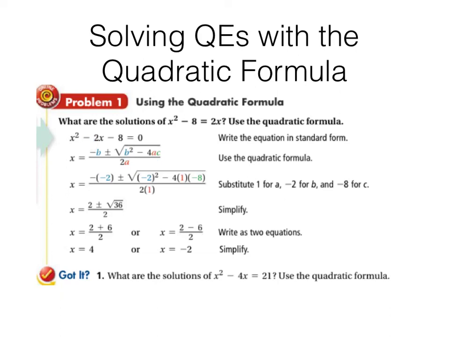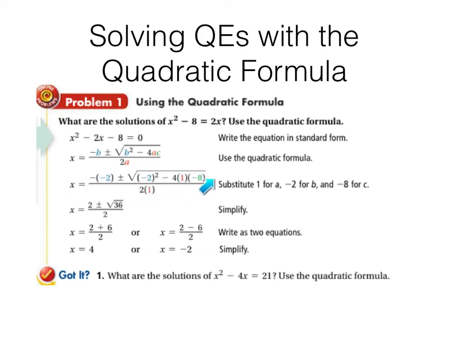Negative 2 is b, so the opposite of negative 2 is positive 2, plus or minus the square root of negative 2, notice the parentheses, squared, minus 4 times a, which is 1, and c is negative 8, all over 2 times a.